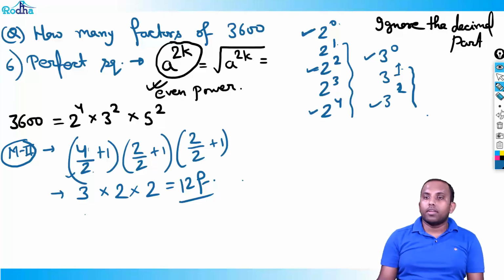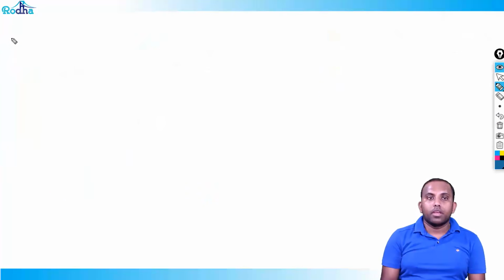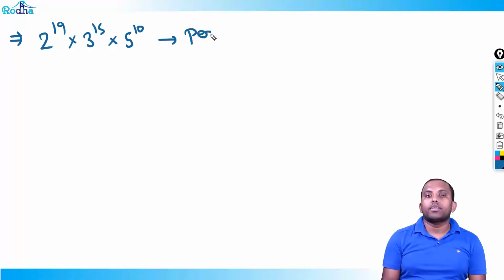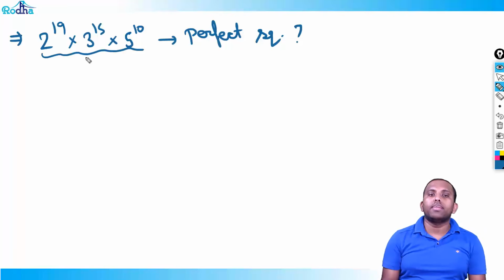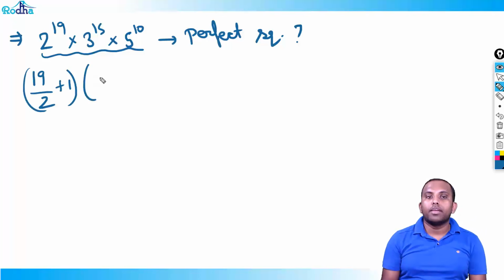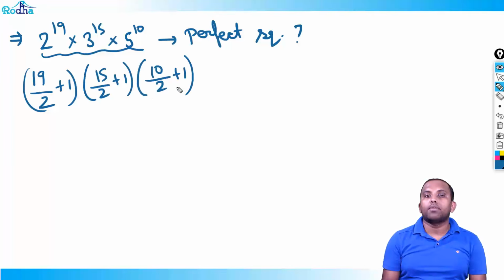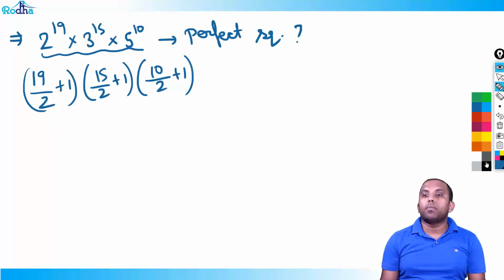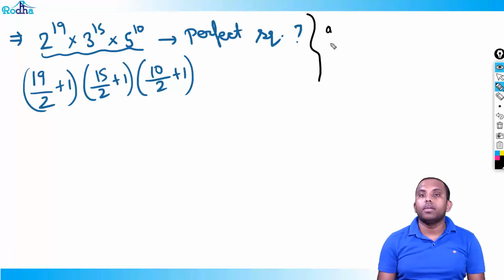Okay. Let me write a bigger question here, a bigger number. How many factors of 2 raised to 19, into 3 raised to 15, into 5 raised to 10 are perfect squares? So how many factors of this big number are perfect squares? Very simple. What do you do? Simply divide the power by 2 and add plus 1. If there is any decimal part, simply ignore the decimal part.